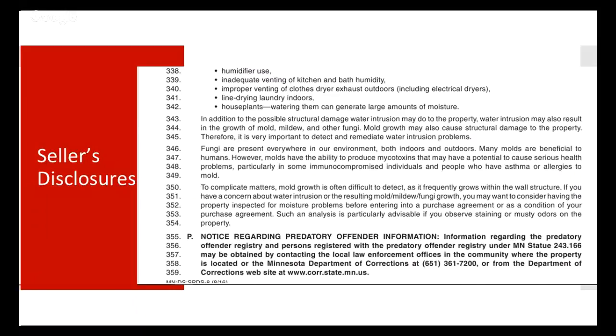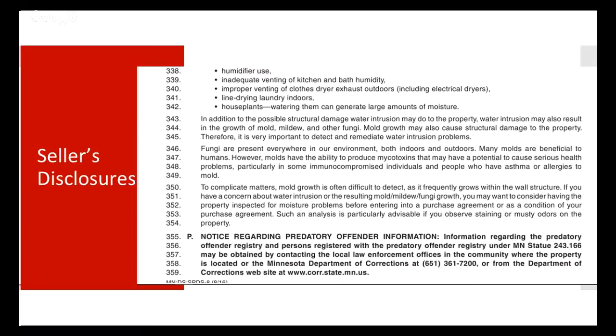To complicate matters, mold growth is often difficult to detect as it frequently grows within wall structures. If you have concern about water intrusion or the resulting mold, mildew, fungi growth, you may want to consider having the property inspected for moisture problems before entering into a purchase agreement. Such analysis is particularly advisable if you observe staining or musty odors.